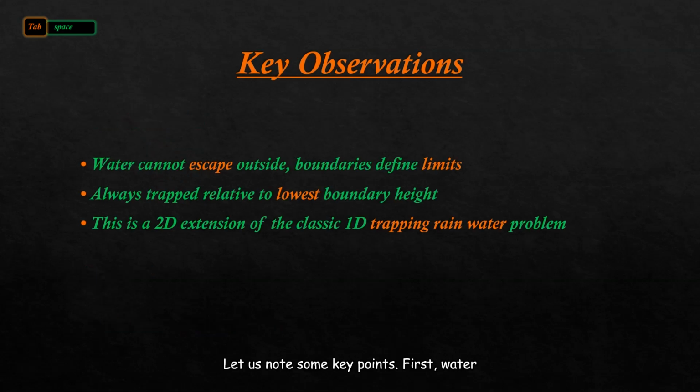Let us note some key points. First, water cannot escape outside, so the boundaries determine the limits. Second, water is always trapped relative to the lowest boundary height. Finally, this problem is an extension of the classic one-dimensional trapping rainwater problem into two dimensions.